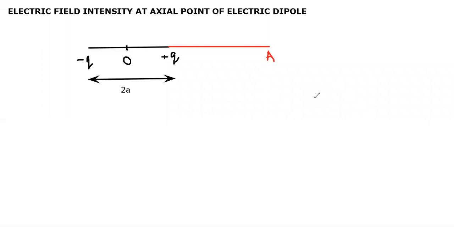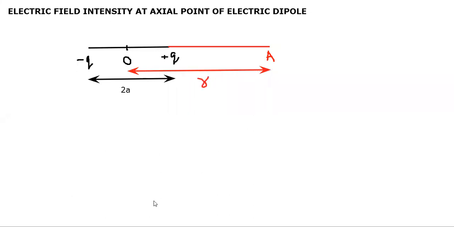Now we will be calculating electric field intensity at axial point of electric dipole. So here is the electric dipole, minus Q and plus Q, separated by distance 2A. This point A is on its axis, or it is an axial point, on which electric field intensity is to be calculated due to this dipole. So the first thing which we will do is give the distance of this point from the center of the dipole. Let this distance be equal to R.